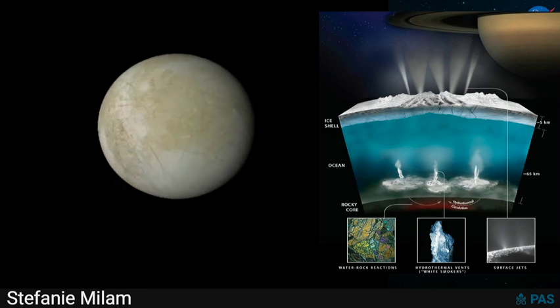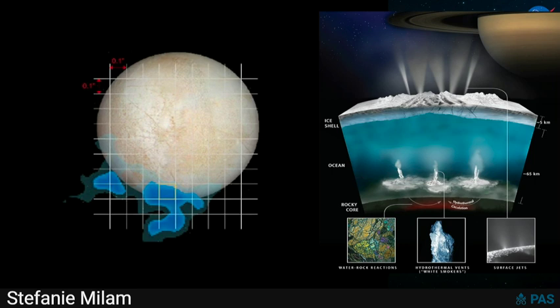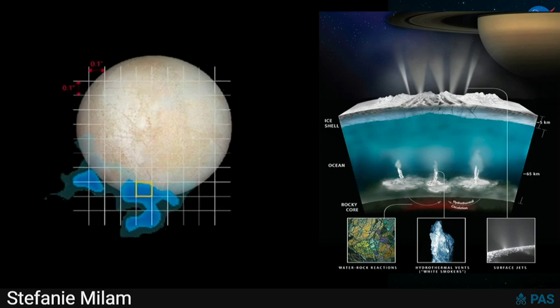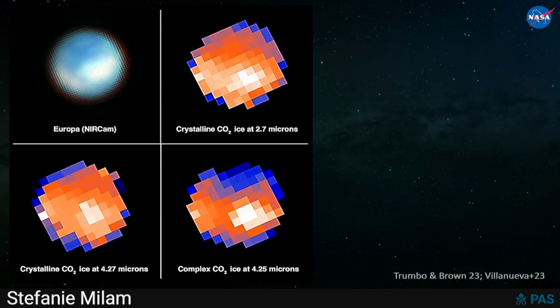The IFU fits beautifully across the disk of Europa, where not only could we take one of our little spaxels and put it across the plume, but we could also sort of map across the disk and infer what's going on with these plumes of Europa. And so this is our data. This is the NIRCam data as well as the NIRSpec data.